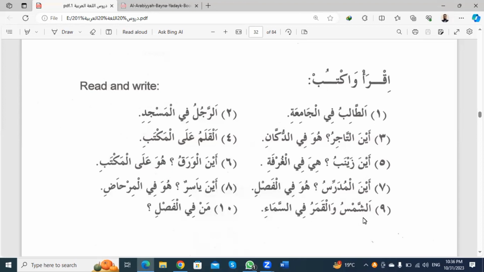This one is Ashamsu, the sun, wal qamaru, the moon. The sun and the moon. Fis sama'i. What does it mean? Sama'un means sky. Fis sama'i, in the sky. Ashams means the sun, Qamar means the moon. Sama'un means the sky. Arzun means earth, land, both you can say.